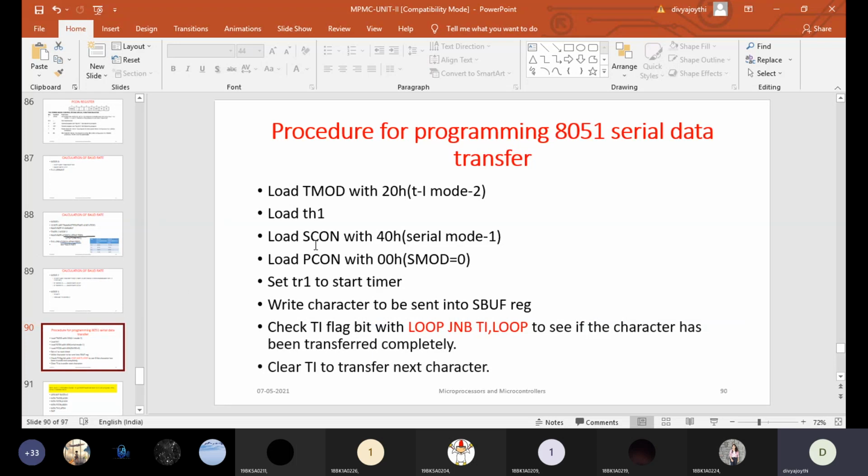And next, loading the SCON register with 40h. Just like how timer 1 in mode 2 is selected by default, mode 1 of the serial port is also selected by default. It's not mandatory that only mode 1 needs to be selected. We can select any mode if nothing is mentioned in the problem statement, but for more convenient usage, I have selected mode 1. So whenever you are operating your serial port in mode 1, SCON needs to be loaded with 40h.